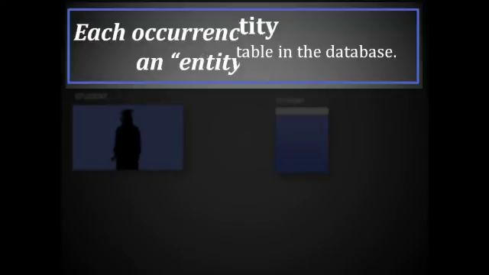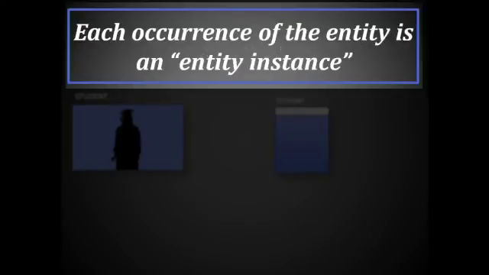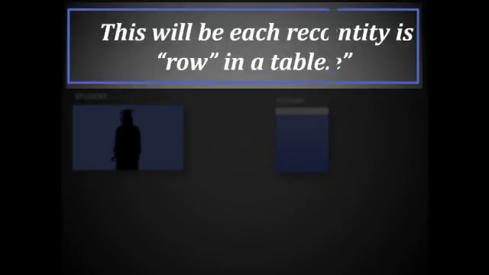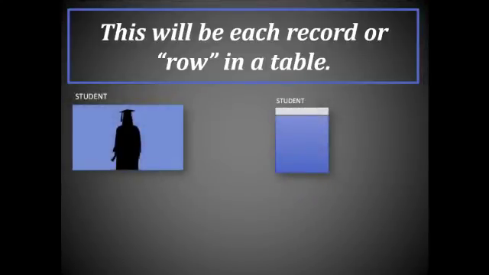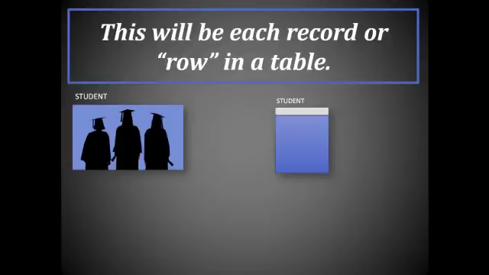Yes. Each occurrence of this entity is an entity instance. This will become each record or row in a table. Oh, so this is like each individual student. A single student is an instance of the entity student. Yeah, you've got the idea.